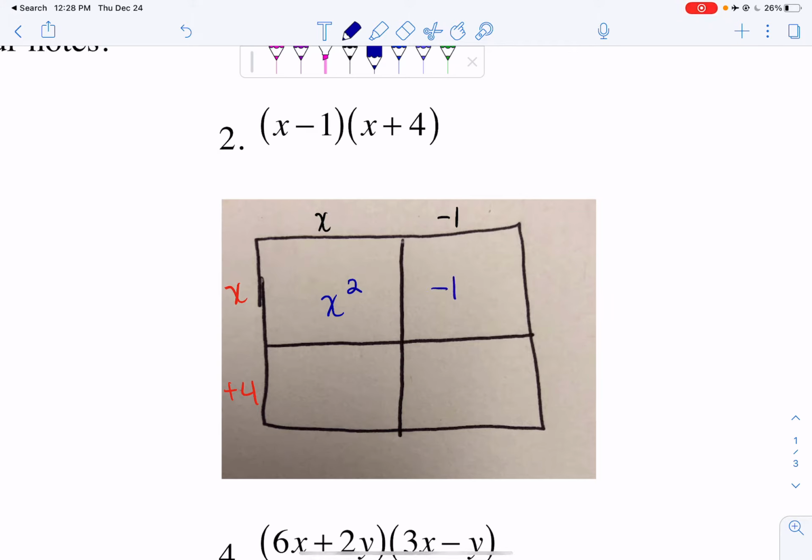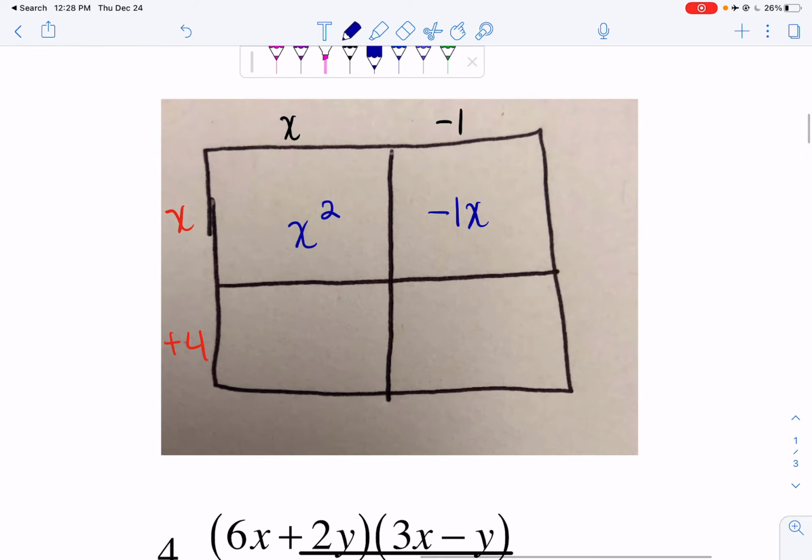Negative 1x. And one thing I would do is make sure if you are getting a 1x or a negative 1x, actually write down negative 1x or 1x, because one of the things I've noticed over the past few years is that students, when they just write x, will forget that it's a 1x, and they'll say 5x plus x is 5x. Now I'm going to do 4 times x, which is 4x. Now I'm going to do 4 times a negative 1, which is negative 4.